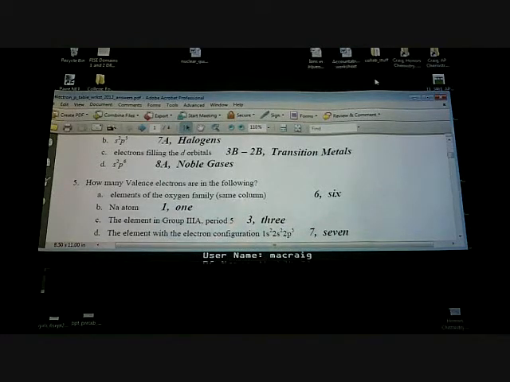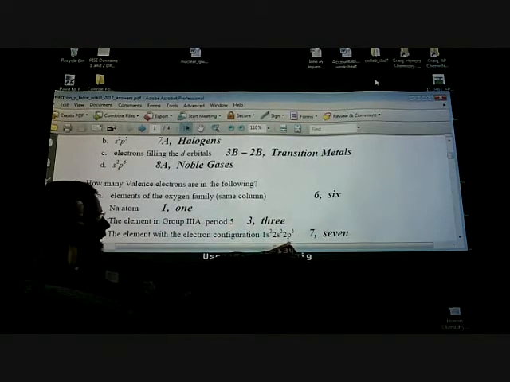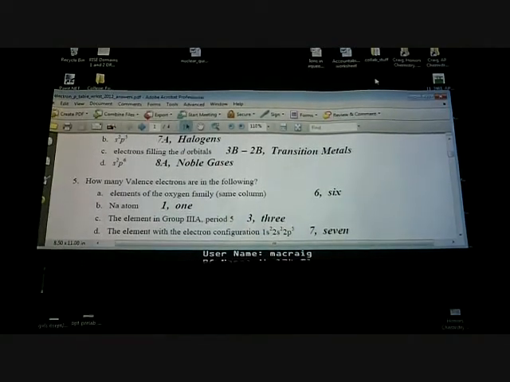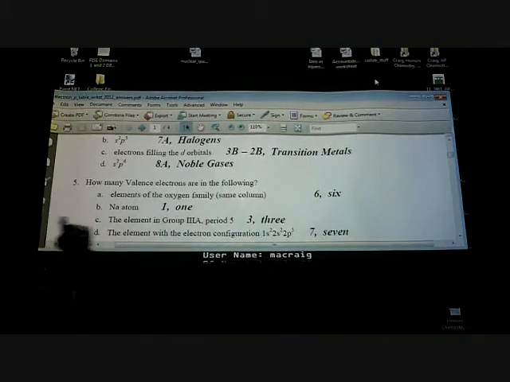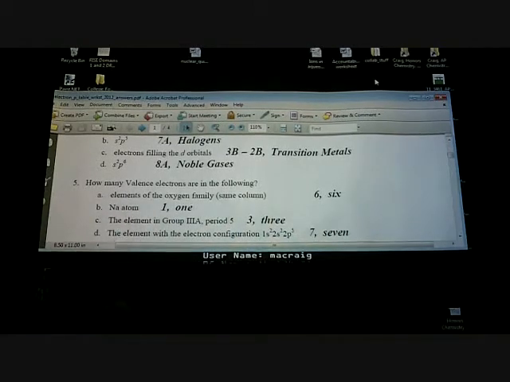And then, why is this one 7 and not 9? Because the 2s squared isn't an outermost s orbital, is it? Actually, it's flipped. The 2s are the outermost. In other words, whichever row the element's in, those S and P orbitals are the valence.